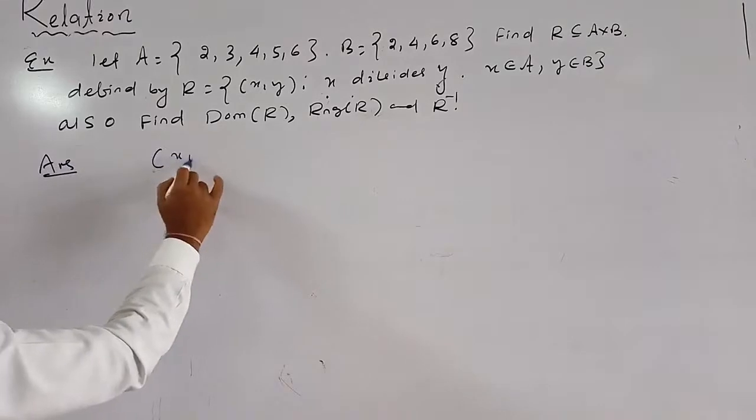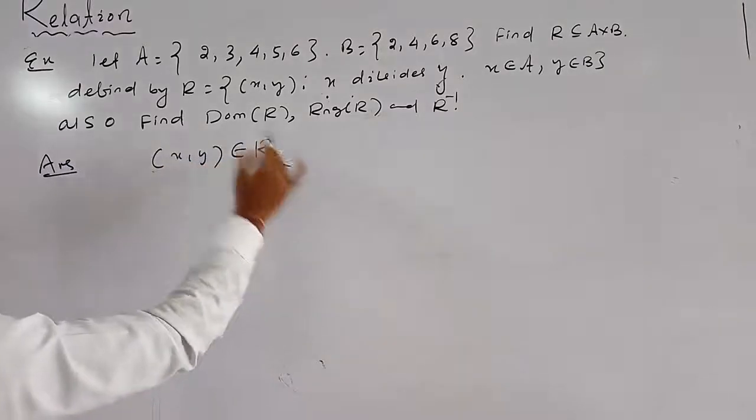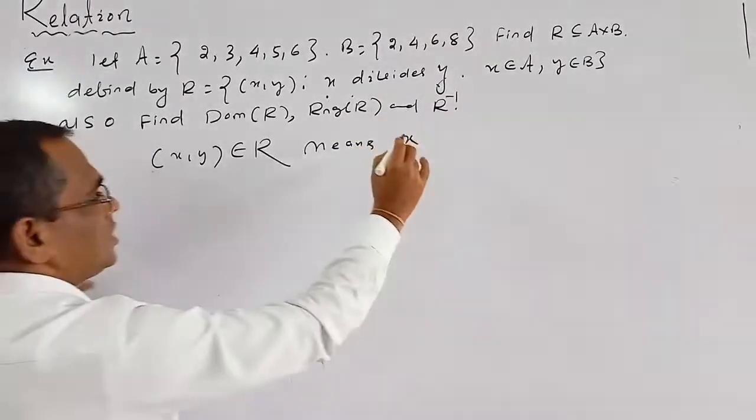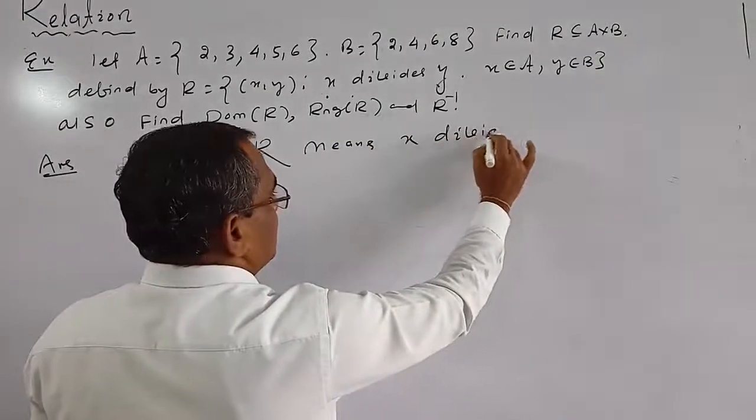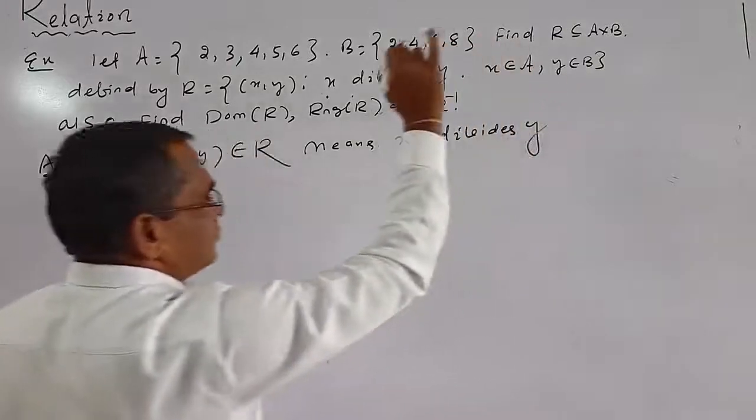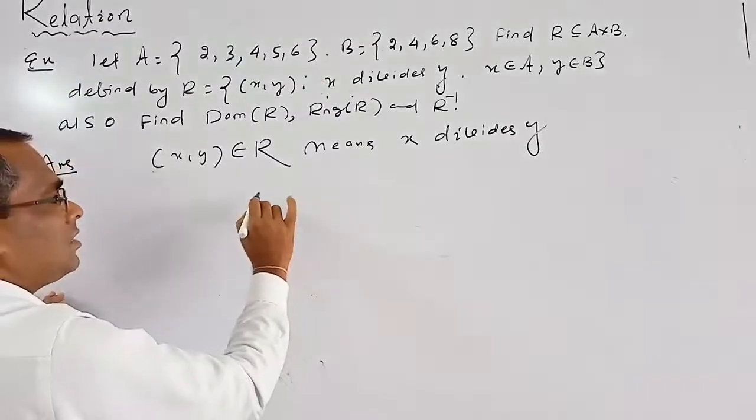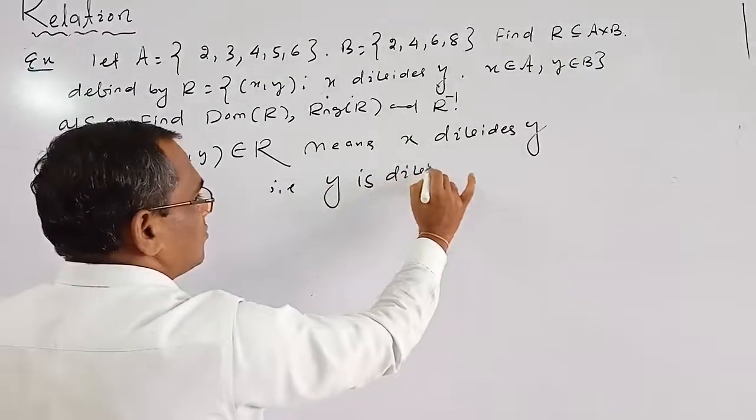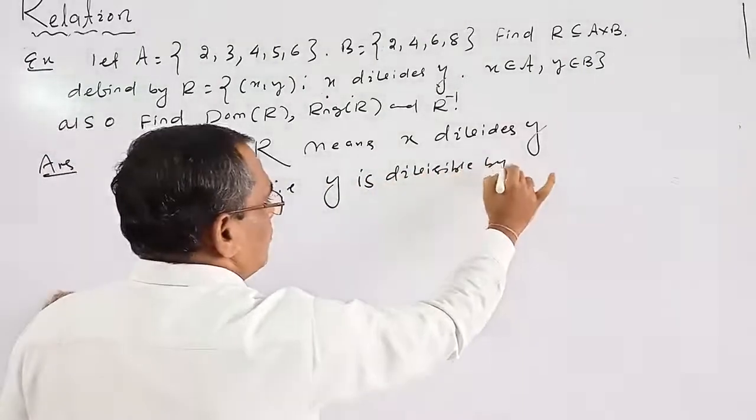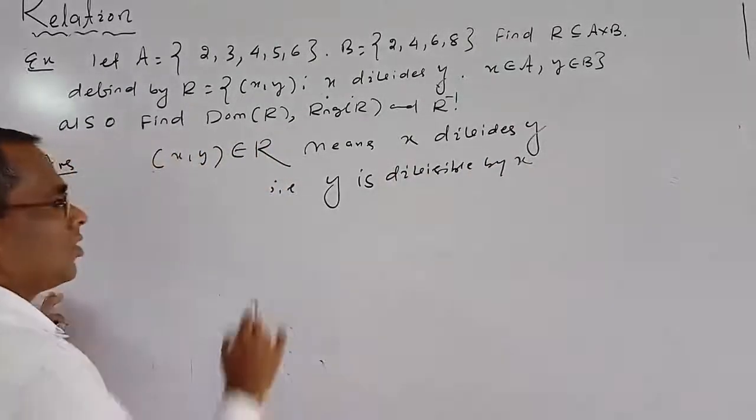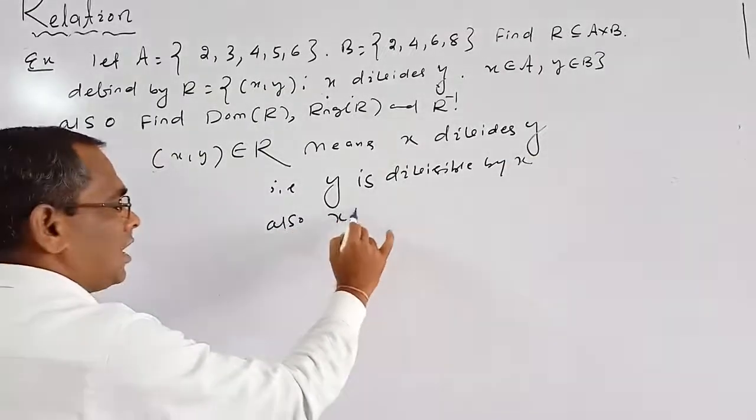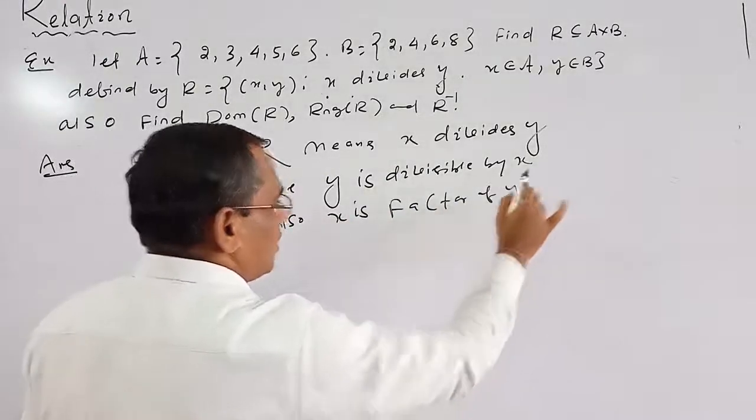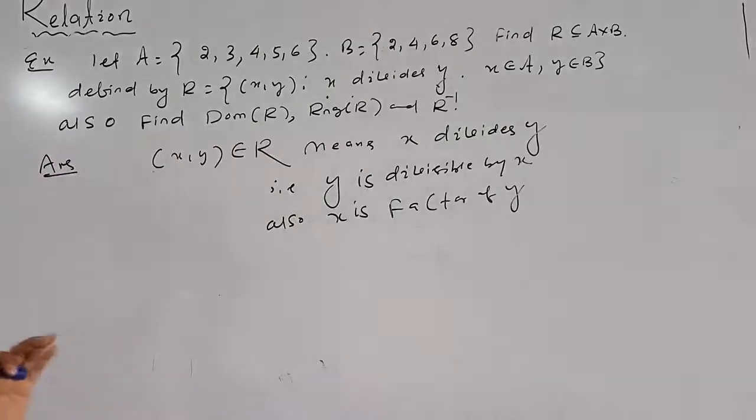So here (x, y) belongs to R means x divides y. x divides y means y is divisible by x, also x is a factor of y. Okay, x is a factor of y. What is R?